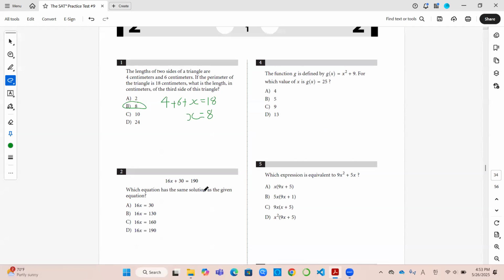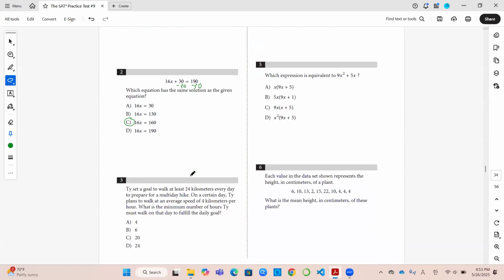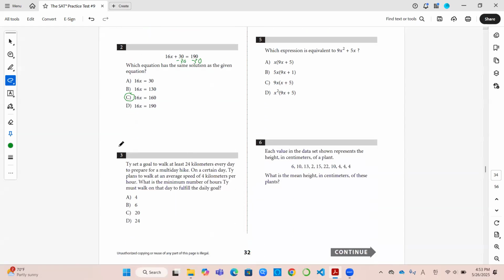Which equation has the same solution as the given equation? All you gotta do is subtract 30 from both sides. And 16x is equal to 160. So C as in cat is the correct answer choice for question 2. Moving on to question 3.